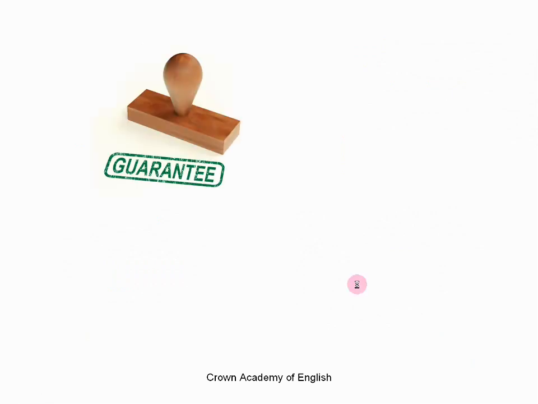Okay, so this item is called a stamp, or sometimes we call it a rubber stamp, and we use it for printing words on a document, like guarantee or fragile or export, something like that.